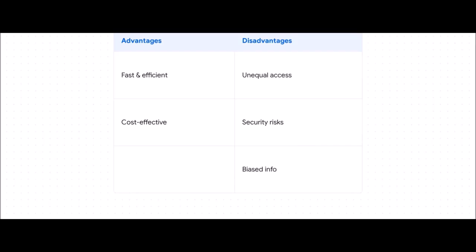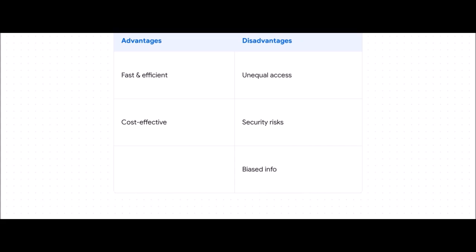You've got to weigh the pros against the cons and provide a real synthesis. The advantages, they're clear. It's incredibly fast, efficient for mass communication, and highly cost-effective since it totally eliminates printing and postage costs. But the disadvantages are equally significant. Not all citizens have internet access, which creates inequality. There are massive security risks like phishing. Plus, there's the potential for governments to distribute biased information.